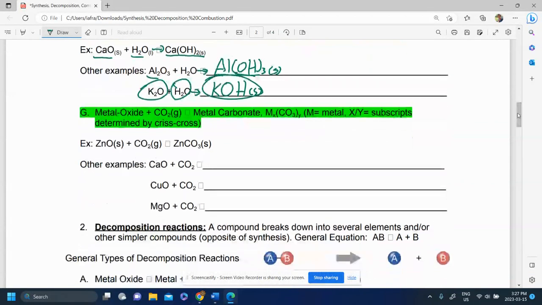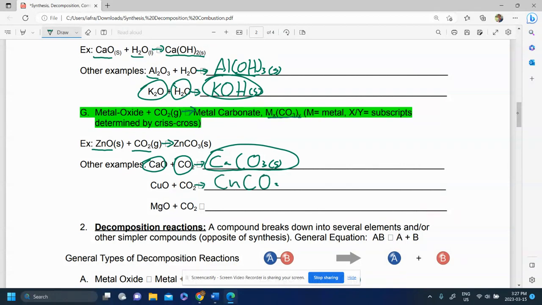Another enrichment case that you might see is a metal oxide with carbon dioxide makes a metal carbonate. So it just means a metal with the carbonate polyatomic ion. For example, zinc oxide and carbon dioxide make zinc carbonate. Here, calcium oxide plus CO2 gives you calcium carbonate. The idea, once again, is that two things make one, therefore synthesis. Copper(II) oxide plus carbon dioxide gives you copper(II) carbonate. Synthesis reaction. Magnesium oxide plus CO2 gives you magnesium carbonate. Synthesis reaction, because two things make one.